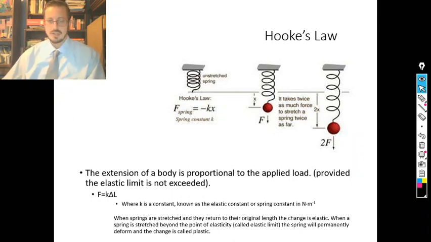When a spring is stretched beyond the point of elasticity, called the elastic limit, the spring will permanently deform, and the change is called plastic. So you could have an elastic or a plastic deformation.